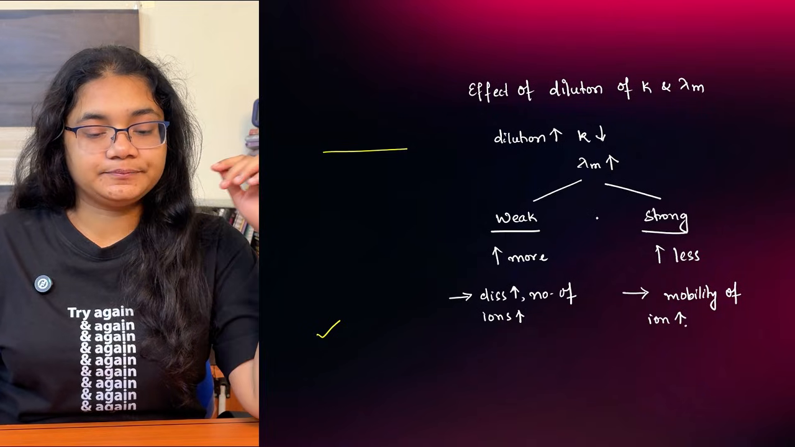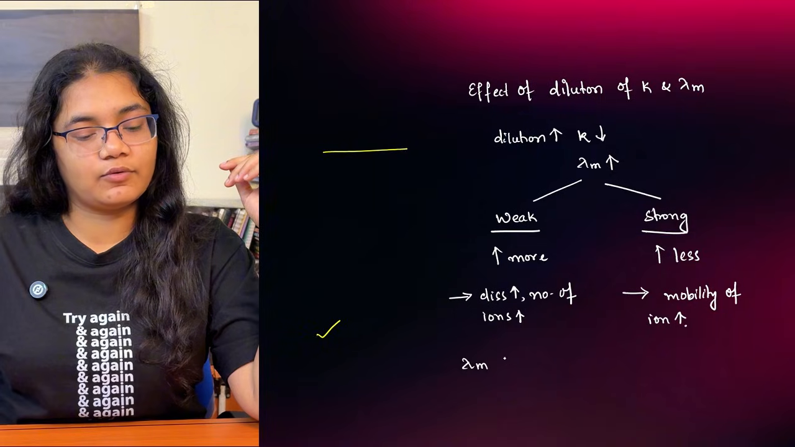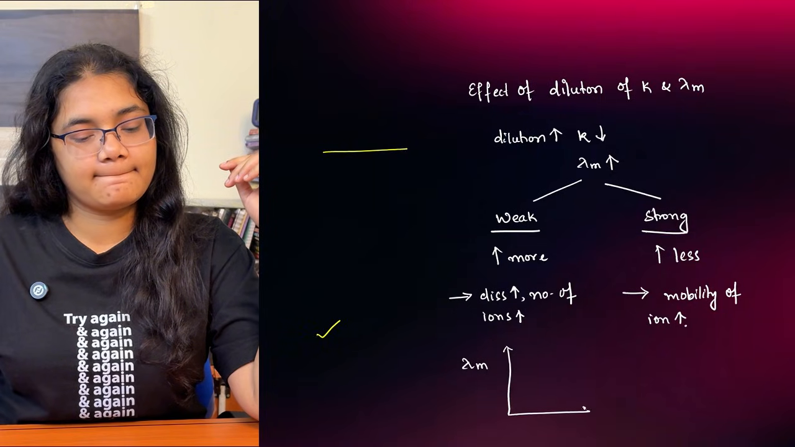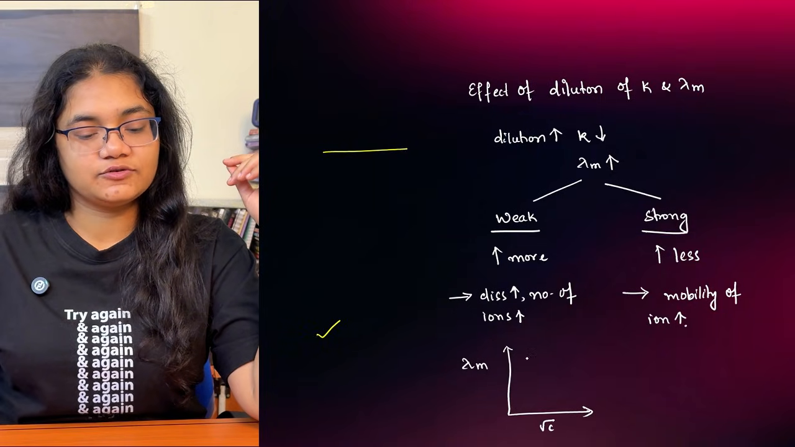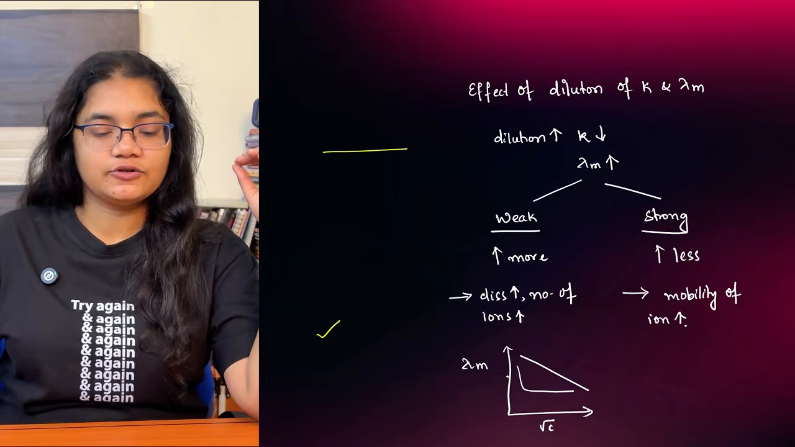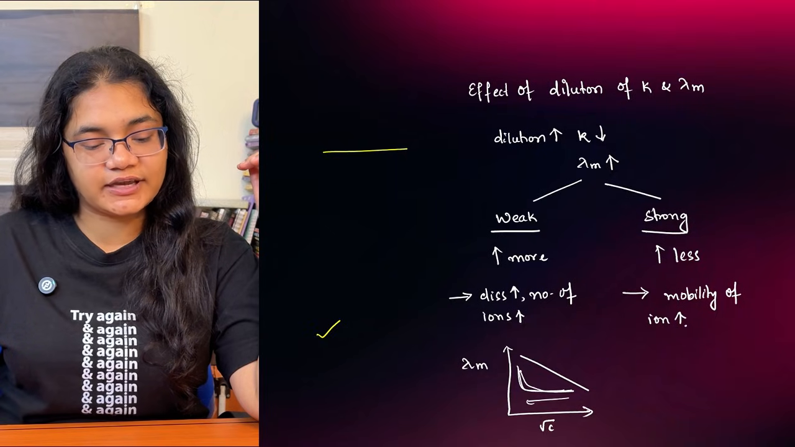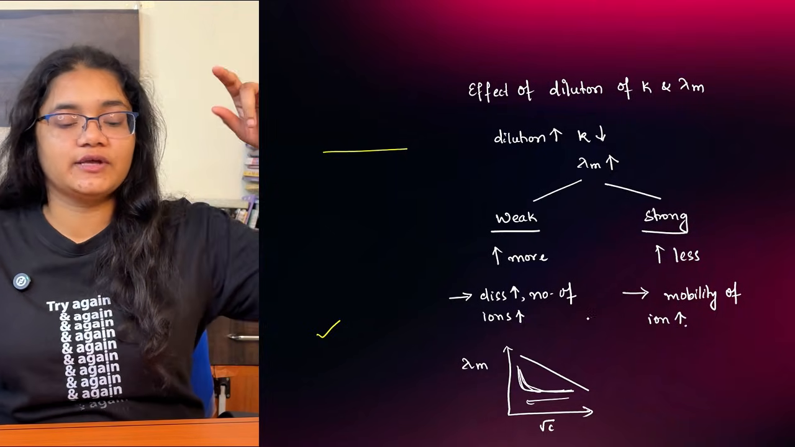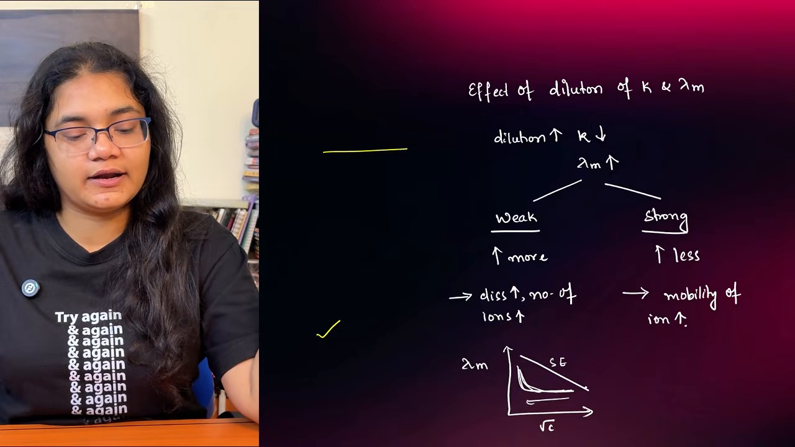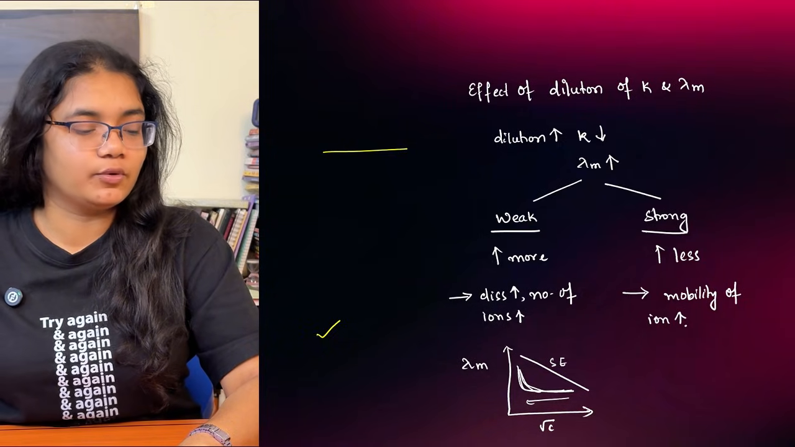Next, here you have a graph for that one, that is lambda m on this side and root over C on this side. For strong electrolyte, the graph comes like this, and for weak electrolyte, it is like this. So you can see for weak electrolytes, as the concentration decreases, the change in the molar conductivity is so huge, whereas in case of strong electrolyte, it is not that intense. That is something that you should know.